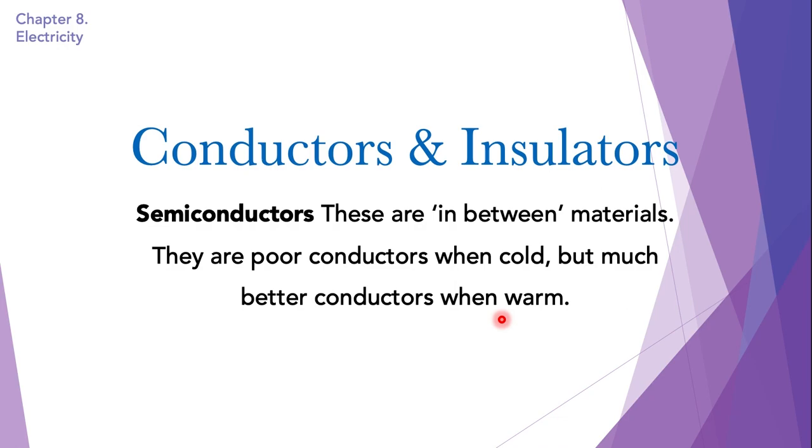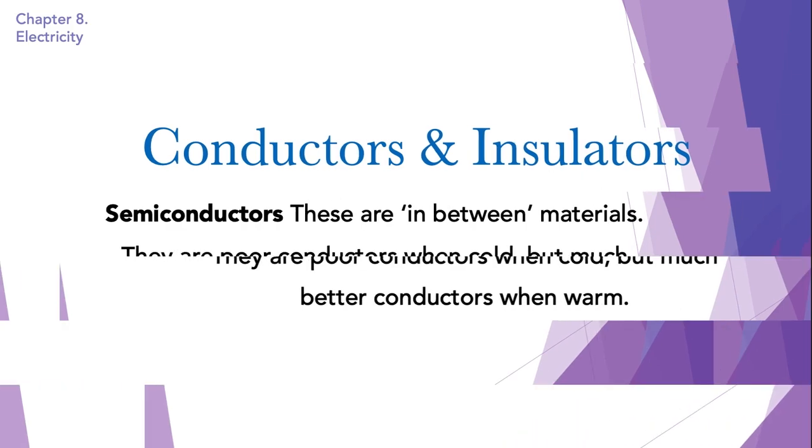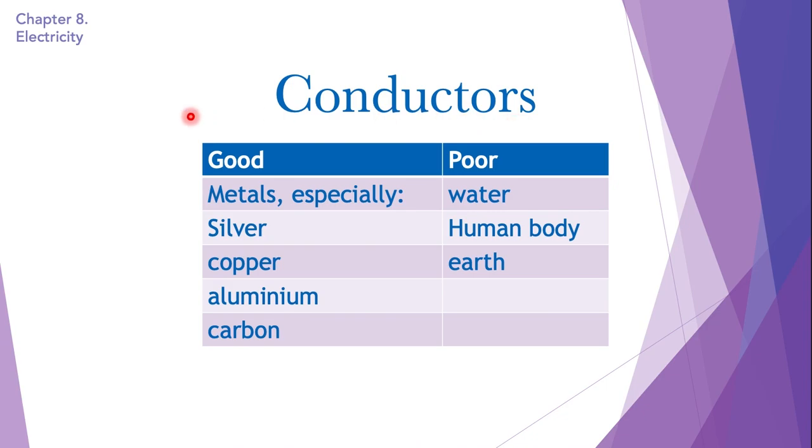So now we're going to look at the examples of conductors, insulators, and semiconductors. In conductors, we have good conductors and poor conductors. In good conductors, we have metals. Metals, especially silver, copper, aluminium, and carbon. So these are the best conductors. So metals are overall good conductors, but the ones which are best at conducting electricity and thermal energy are silver, copper, aluminium, and carbon. Then we have poor conductors, which are water, human body, and earth.